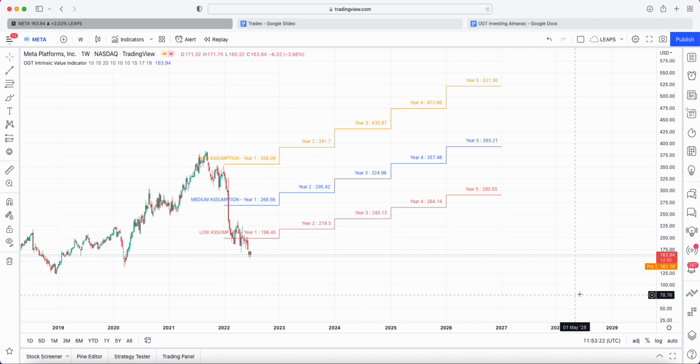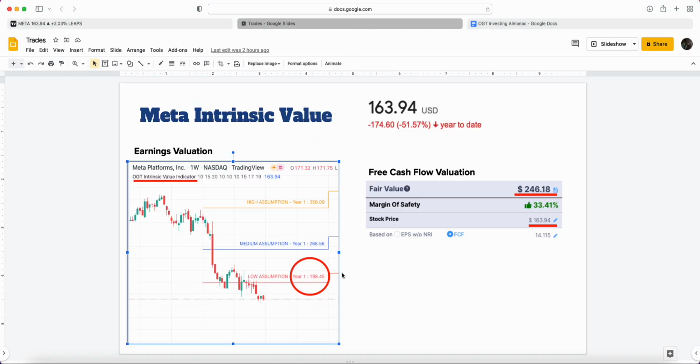$198.45. And as you can see, Meta is down a bit pre-market as well, to 161.16 at the time of recording. So it's below its intrinsic value even with my low assumption. I actually think the fair value is somewhere around 268. You can also see it's near its COVID lows of 137, so it's not far off them. You can see the bull run it had in 2021 and the bear run it's having in 2022. So I think it's undervalued from an earnings perspective.